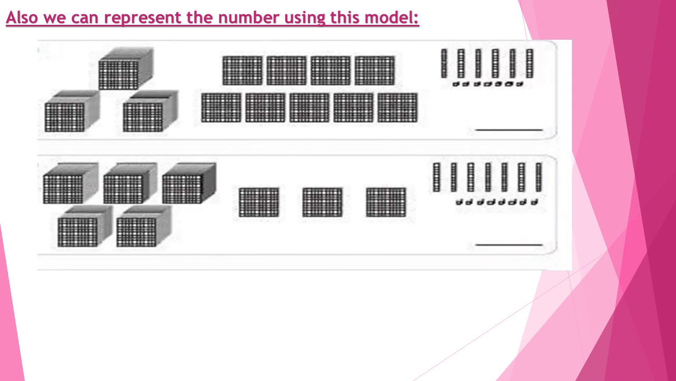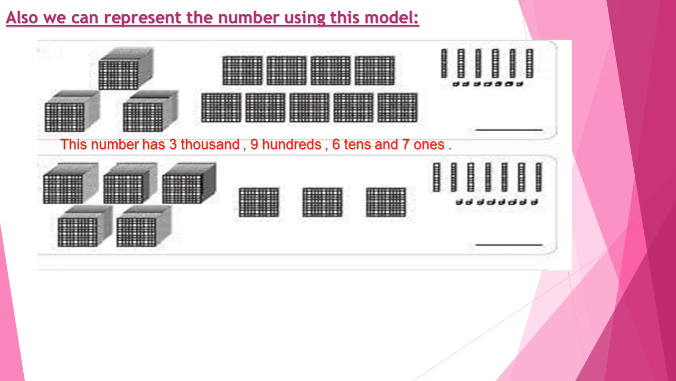In this model, the small square tells me how many ones. The stick tells me how many tens. The big square tells me how many hundreds, and the cube tells me how many thousands. Then in this model, number 1, this number has 3 thousands, 9 hundreds, 6 tens, and 7 ones.